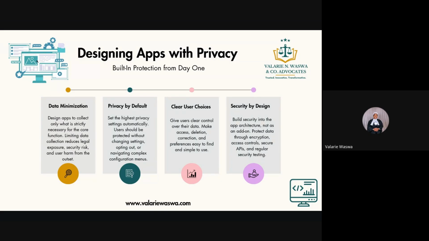Okay, the first thing is data minimization. When you're designing apps, you want to design them in a way that collects what is strictly necessary. I think I already said this. Privacy by default. I've said most of these things actually. Ensuring that automatically there is privacy when someone is using your product or service. They don't need to go and change the settings. There should be simple and clear opt-out mechanisms.